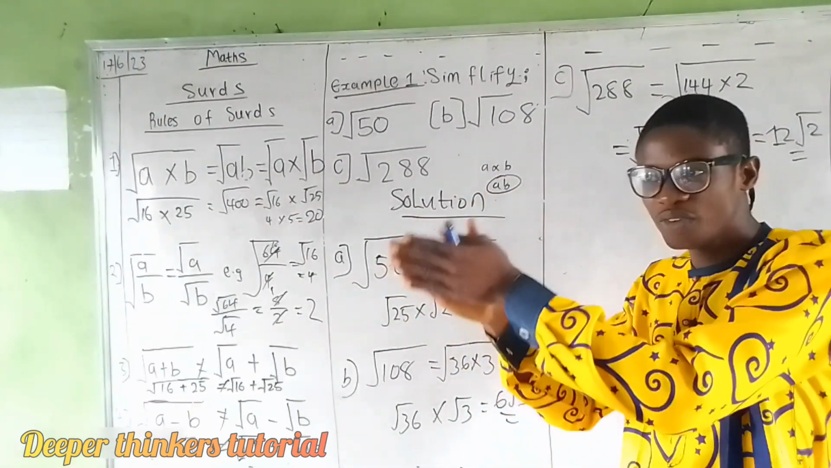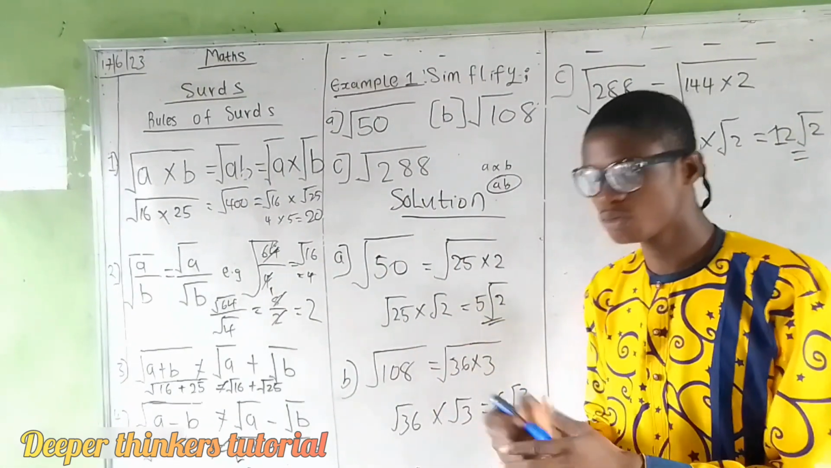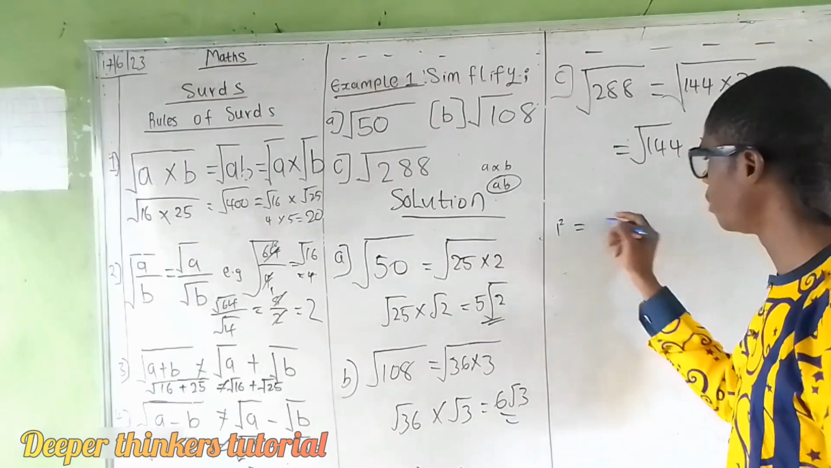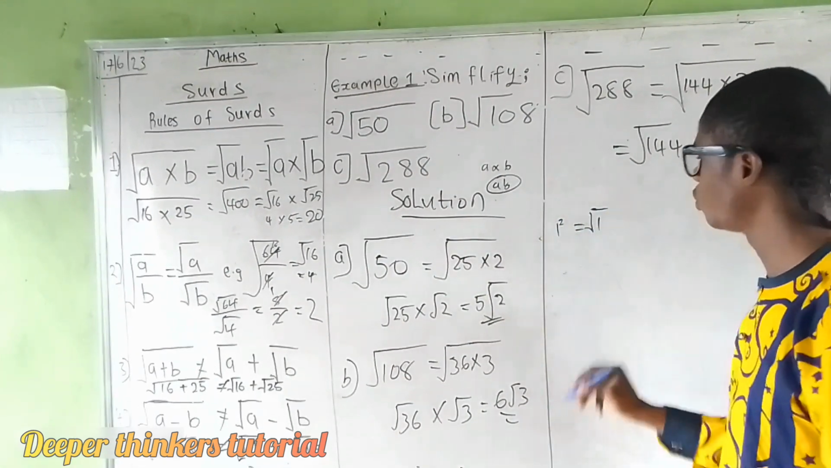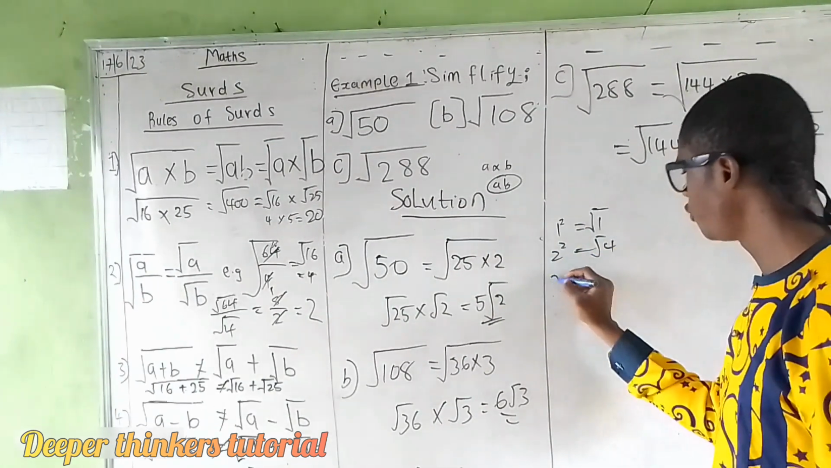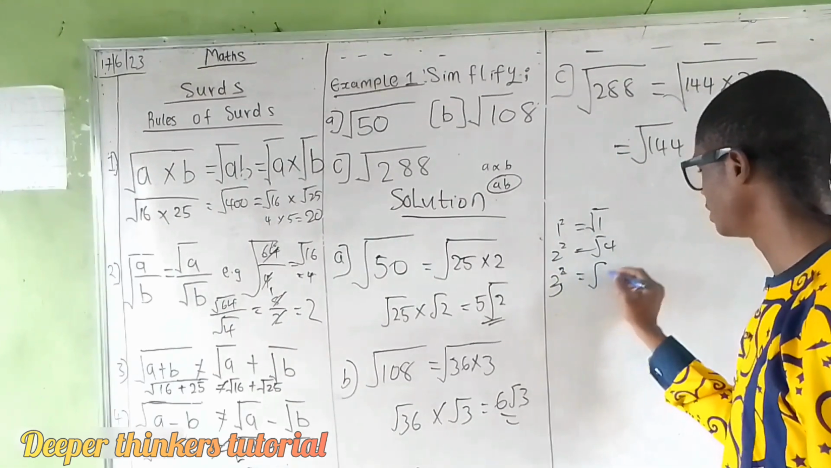And those values are perfect squares. So if you are confused about how to find perfect squares, find the square of 1, which is 1, so 1 is a perfect square. The square of 2 is 4, so 4 is a perfect square. The next is the square of 3, which is 9, so 9 is a perfect square.